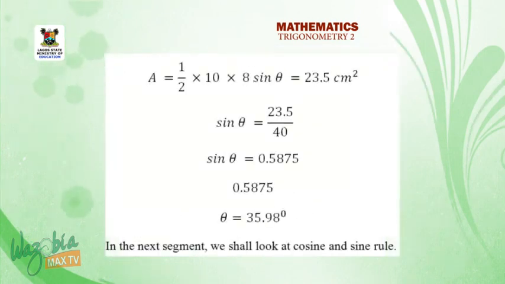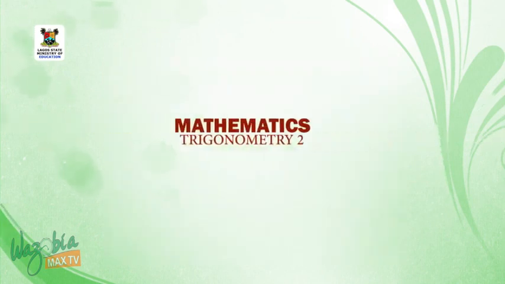So the area of the triangle will be half of 10 times 8 sine theta. If I make sine theta the subject of the formula, I have sine theta equals 23.5 divided by 40. Using my calculator, that is equal to 0.5875. So if I look for the sine inverse of that value, my theta will be equal to 35.98. So in the next segment, we are going to look at the sine and cosine rule.